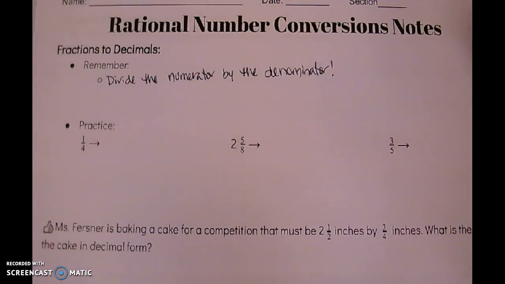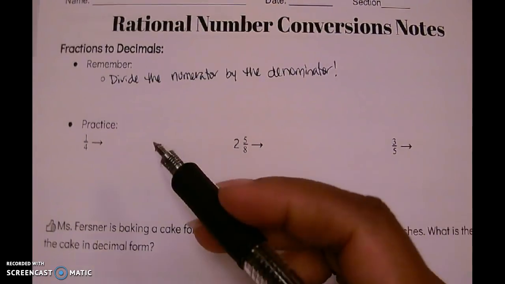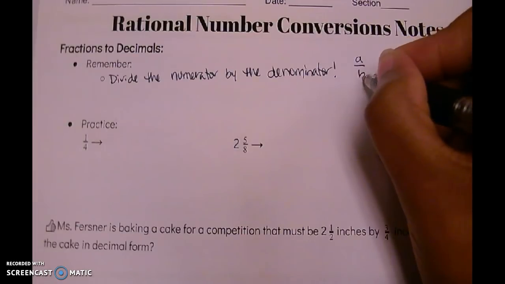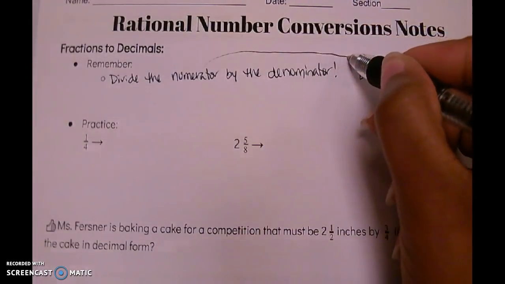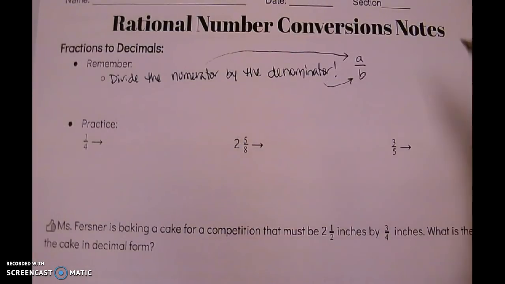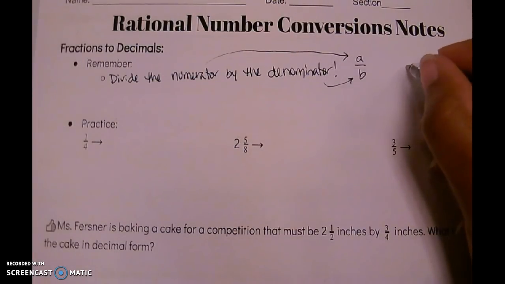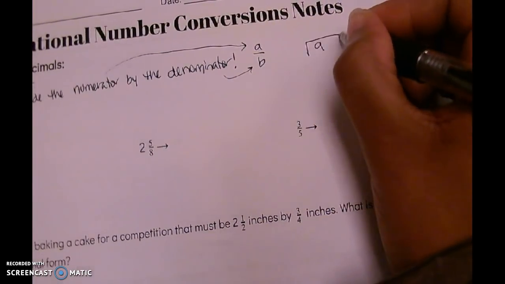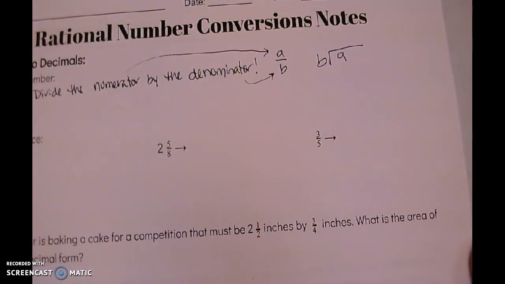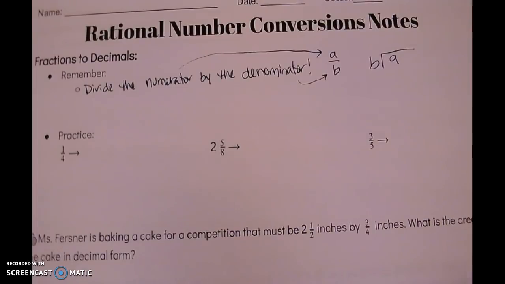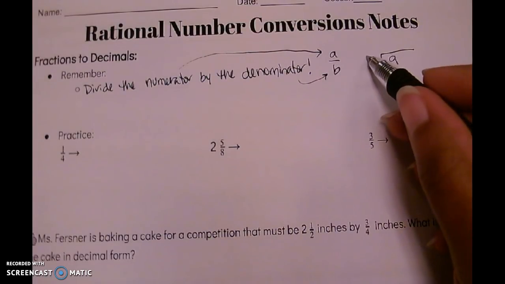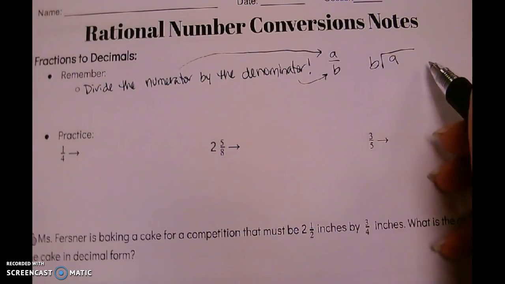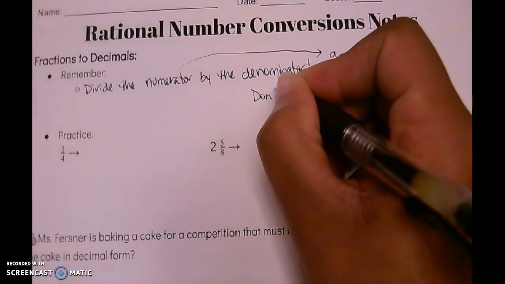When it comes to converting fractions to decimals, remember to divide the numerator by the denominator. And for those who can't remember, A would be our numerator and B would be our denominator. So we would divide this by saying A divided by B. Okay? And also, another thing you don't want to forget is if you're dealing with a situation where B and A will require you to add a decimal and continue adding on zeros, don't forget your decimal point.